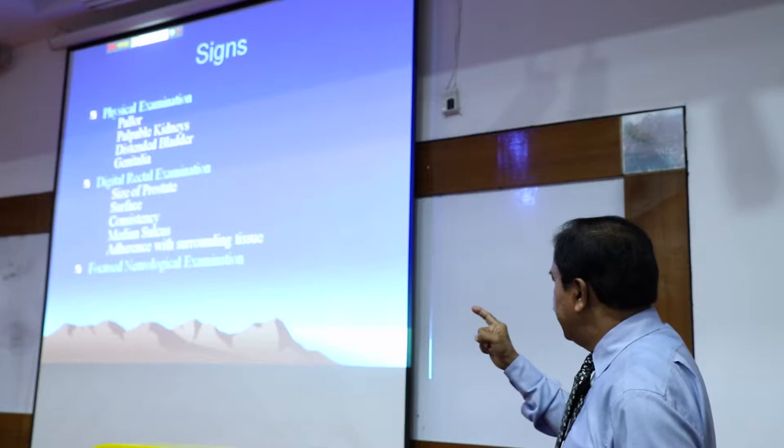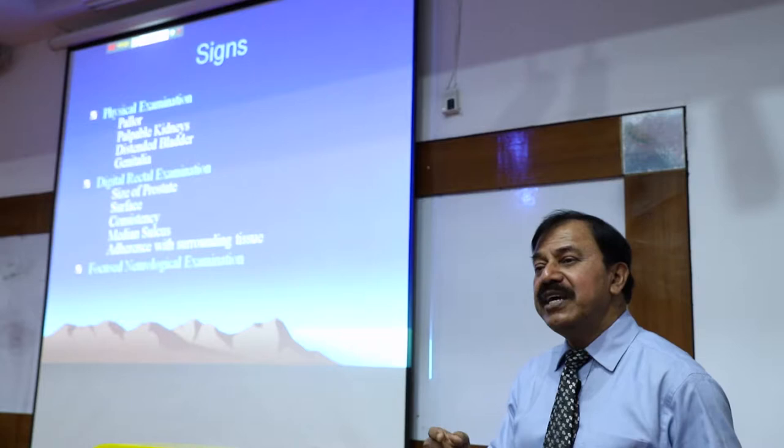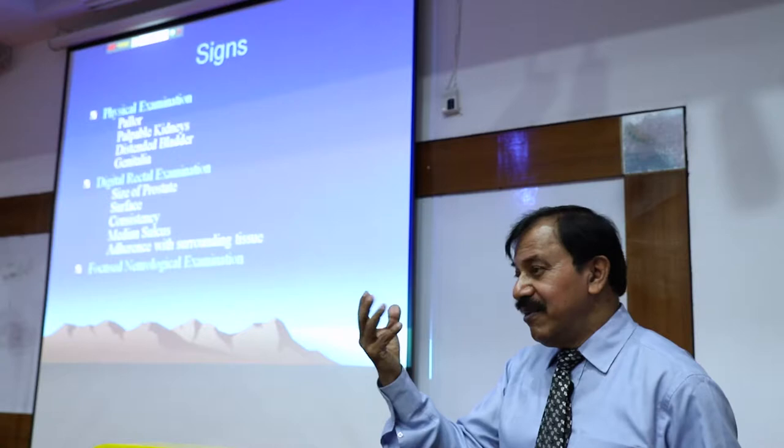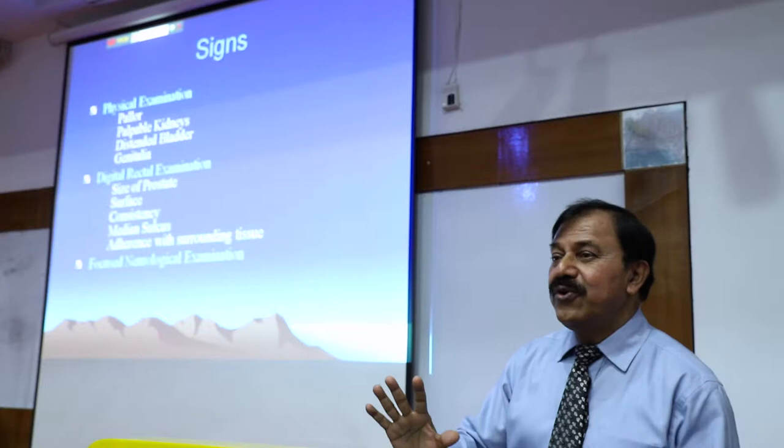And next is focal neurological features. Sometimes this retention may be due to some neurological abnormality. So if you introduce your finger, the tone of the anal muscle, that is the anal tone, will indicate whether this retention is due to the prostate or due to some neurological cause. That also you will be able to understand.